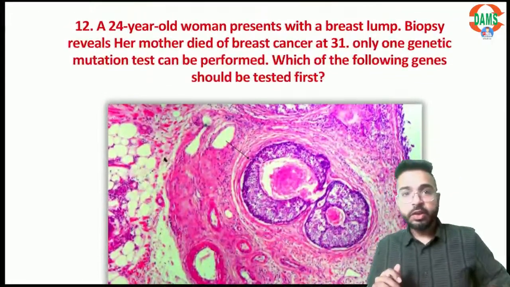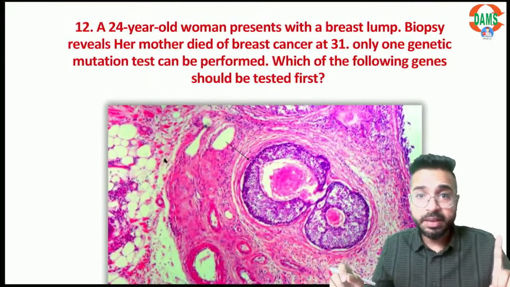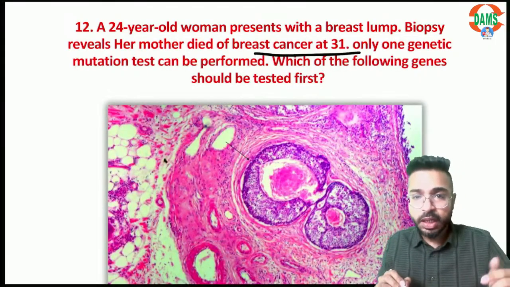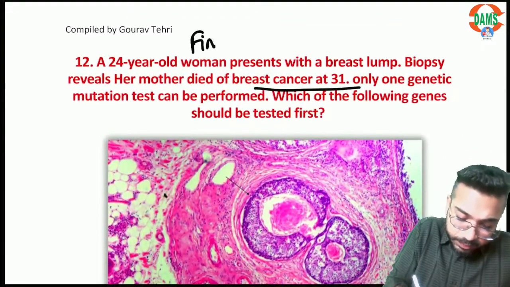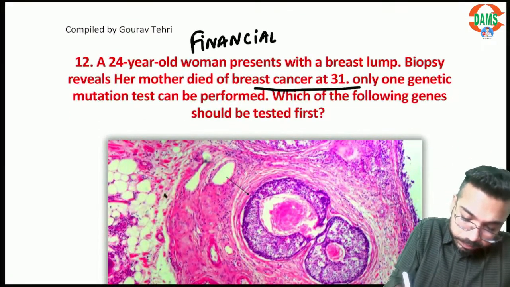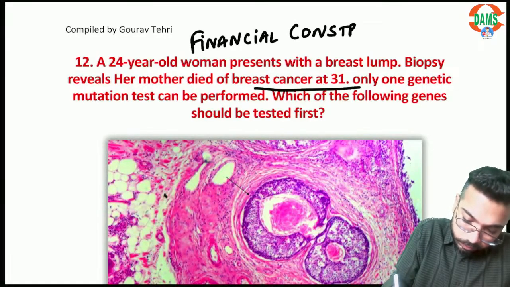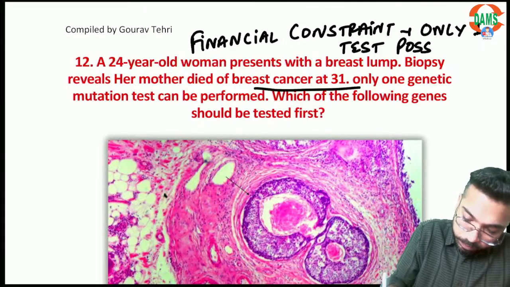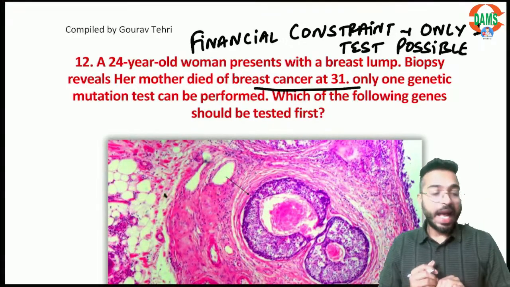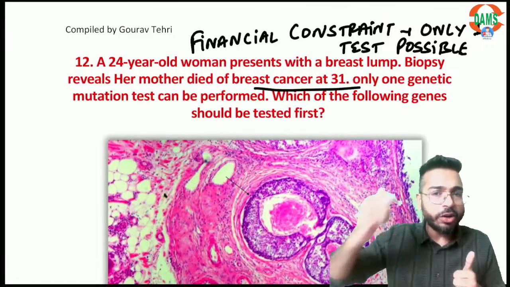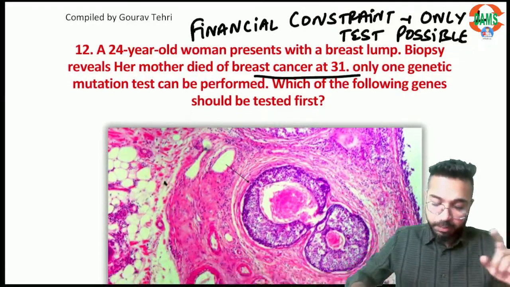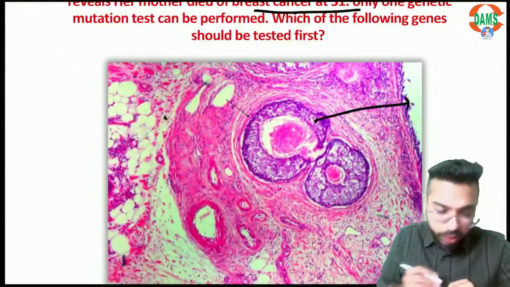Next question. 24-year-old woman with breast lump. Biopsy reveals her mother died of breast cancer at 31, and they wrote that because of financial constraints, only one test was possible. They wrote this line. And they give a microscopic image, and if I'm not wrong, a mammographic image was also given. Mammography showed calcification that I'm sure Sumer sir would have discussed. From my pathology, they gave this image. If I'm not wrong, kindly correct me if I'm wrong.